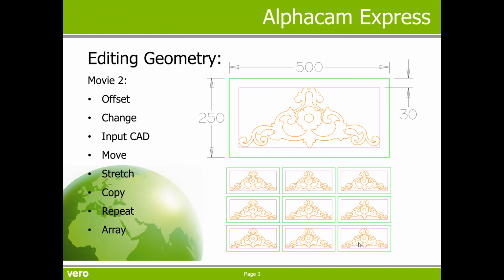So in summary, we drew a 500 by 250 rectangle. We then used the offset command to create our internal boundary. We showed you how we could use the change to convert that into construction, we input rows.dxf file. That dropped it down on the bottom left hand corner, so we used the move to put that in the middle of our panel. We then used the stretch to size it to our 30mm boundary, and then we showed you how to use the copy, repeat and array commands. Thank you for your time.